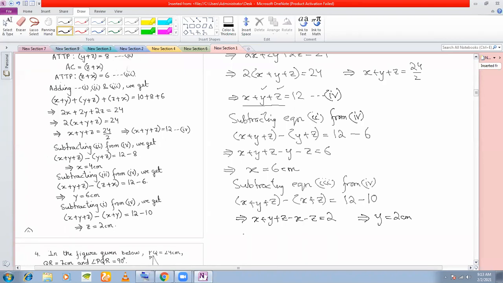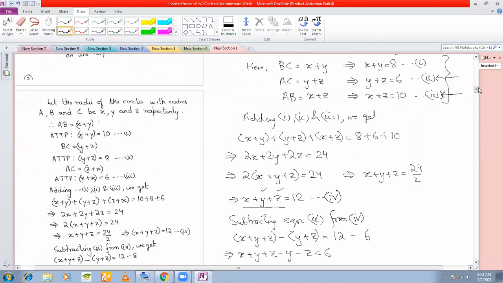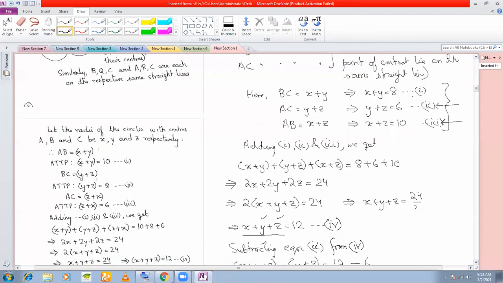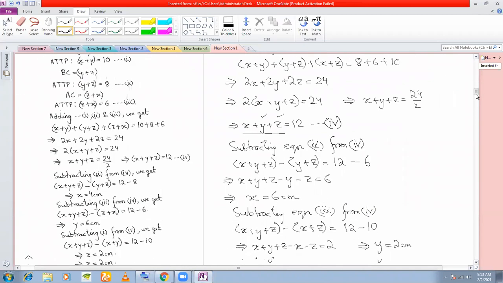And finally, you want to find z, so you don't want to remove x and y. So which equation contains x and y? 1 contains x and y. So subtracting 1 from 4.